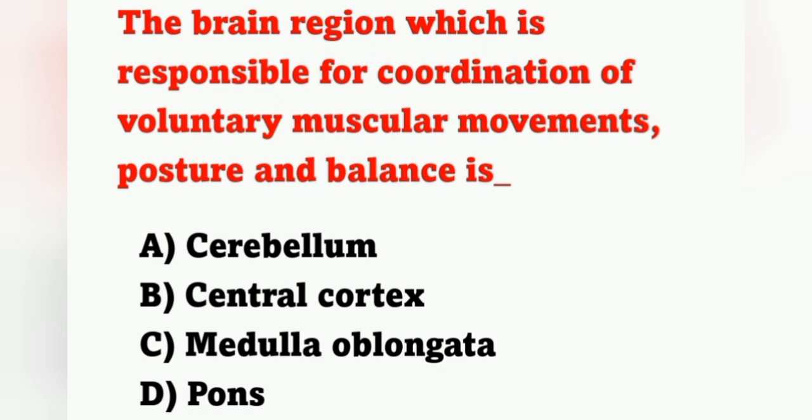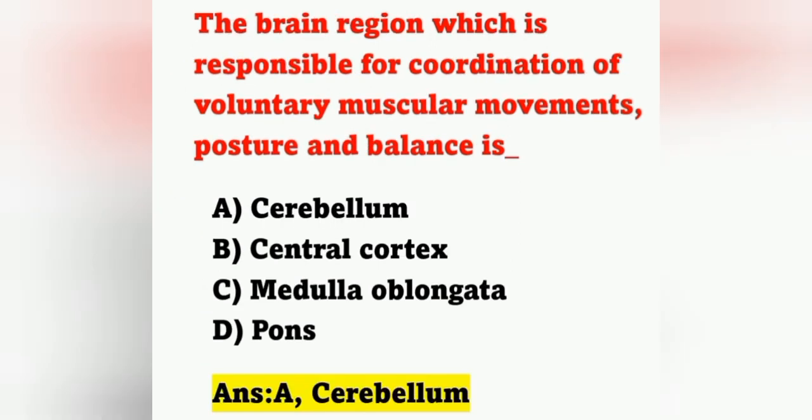And the next question, the brain region which is responsible for coordination of voluntary muscular movements, posture and balance is: option A cerebellum, option B cerebral cortex, option C medulla oblongata and option D pons. The correct answer is option A cerebellum. Coordination and control of voluntary muscular movements, posture and balance are all functions of the cerebellum.